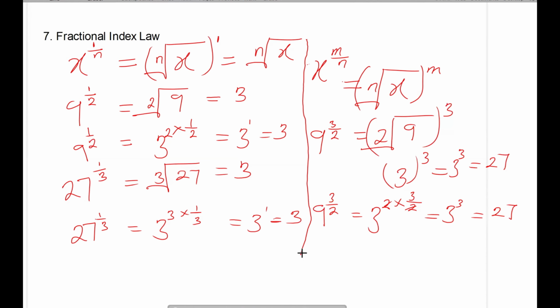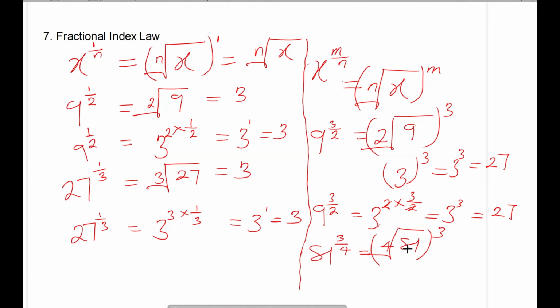Now let me look at one example. When we say 81 raised to the power of 3 over 4, what this is saying, the denominator here is 4, so it will be the 4th root of 81, raised to the power of 3.